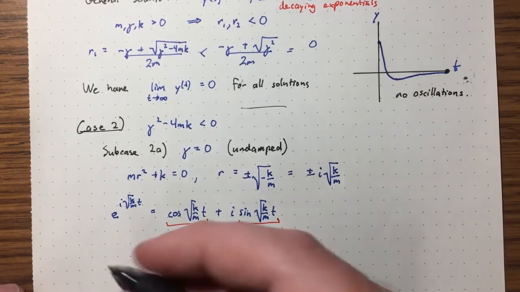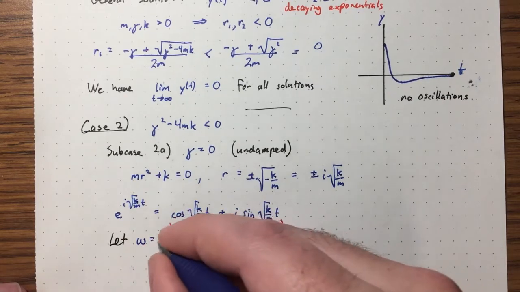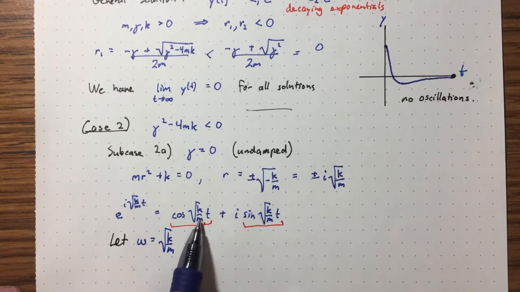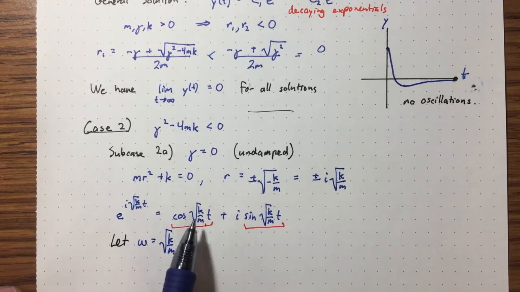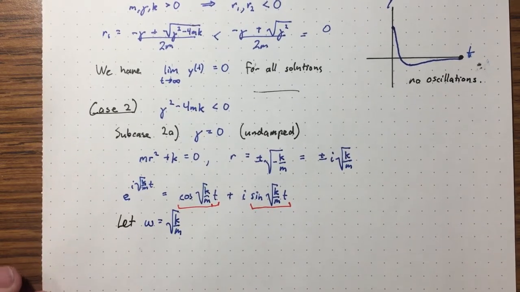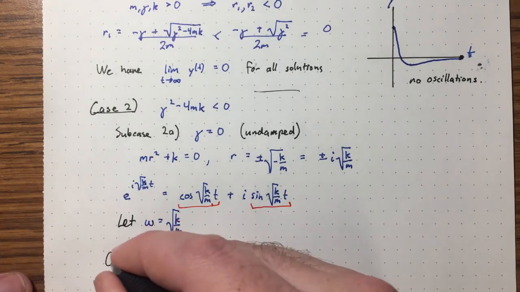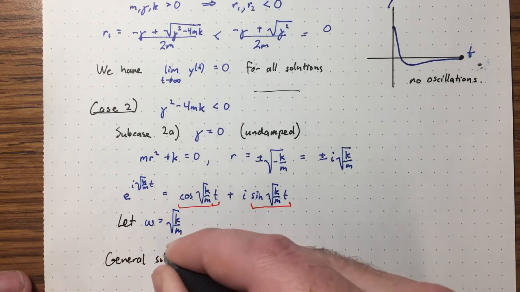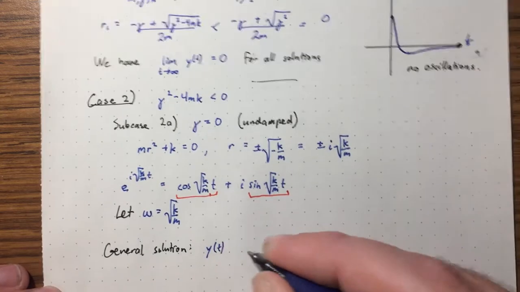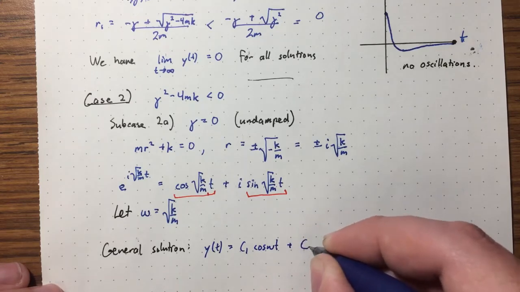Okay. So just to make this a little simpler to write, let's let omega be square root of k over m. Omega is commonly used to refer to an angular frequency, and that's exactly what we have here, right? It's cosine of something times t. That something can be interpreted as an angular frequency. So I'm just going to call that omega. And then our general solution is C1 cosine omega t plus C2 sine omega t.